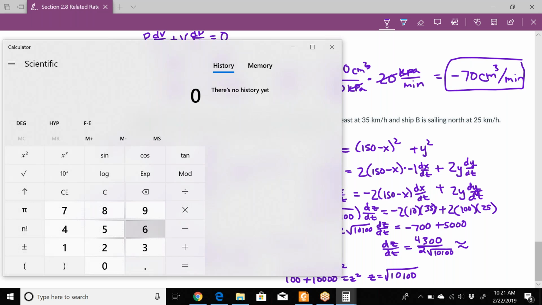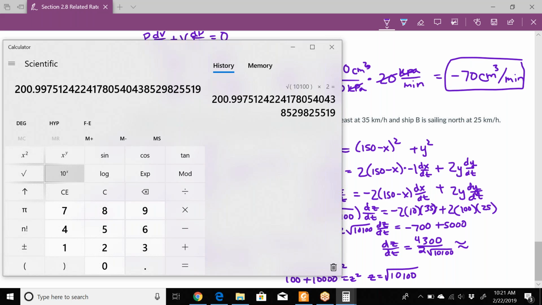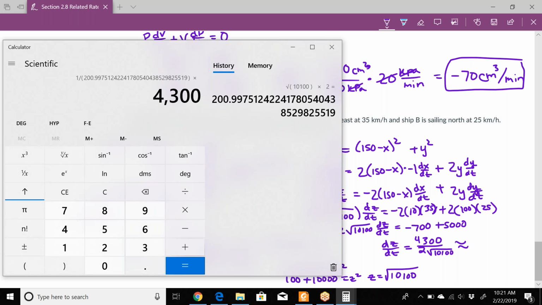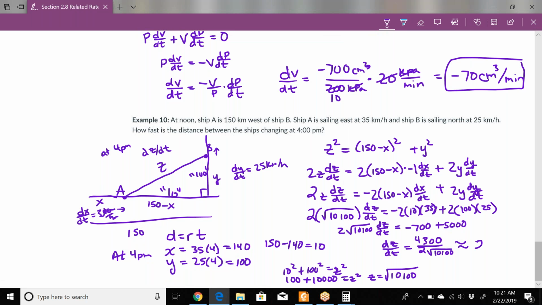So first of all, let's figure out what that denominator is. So 10,100 square rooted, and then times the 2. And then if you have a calculator that has the reciprocal button, this is kind of a neat thing. 1 over x, if you flip that, that'll put that in the denominator since right now it's in the numerator. And then we multiply it by the numerator on top, so 4,300. And I'm getting that that comes out to 21.4 if we round to 1 decimal place. And that would be kilometers per hour. So that is the change in the distance between the two ships as a rate of change of kilometers over passage of time in hours.